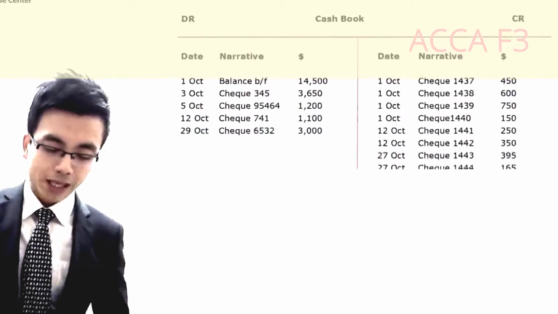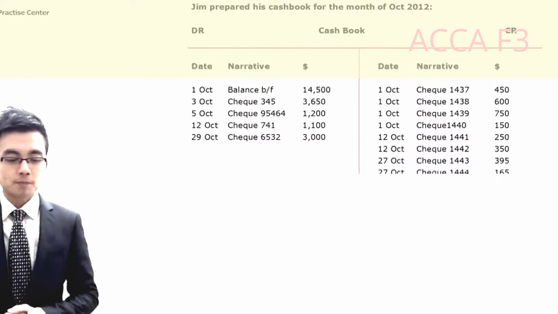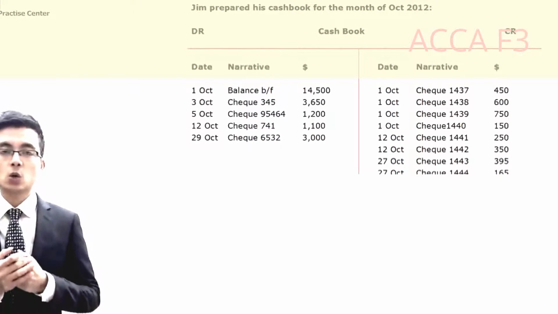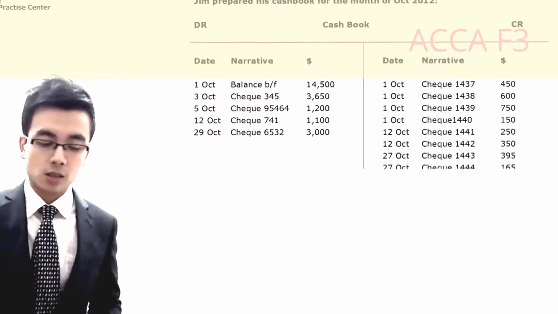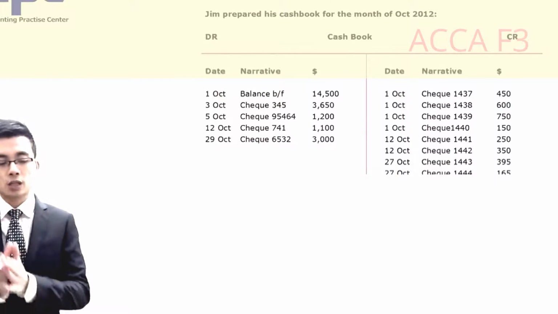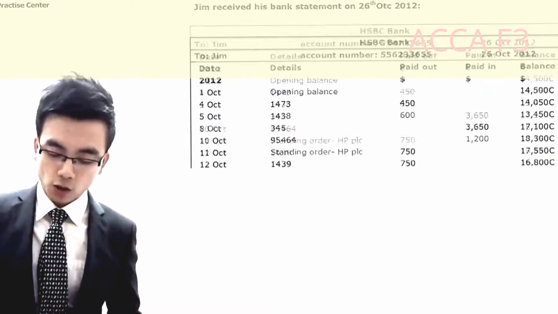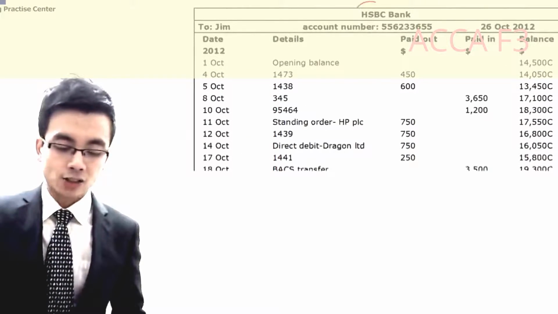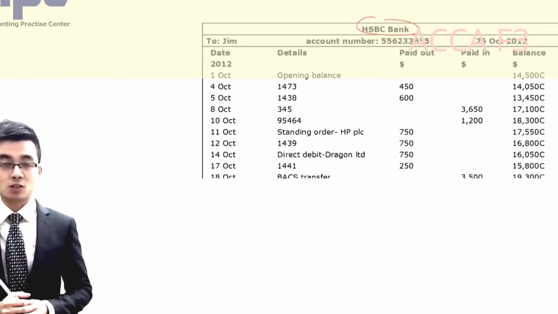This example is within your study notes by APC. This example is called Jim. So Jim has his cash account or cash book, because we're going to post the totals from the cash book to the ledger account here. Also, on the next page, you've got the HSBC Bank statements for Jim as well.